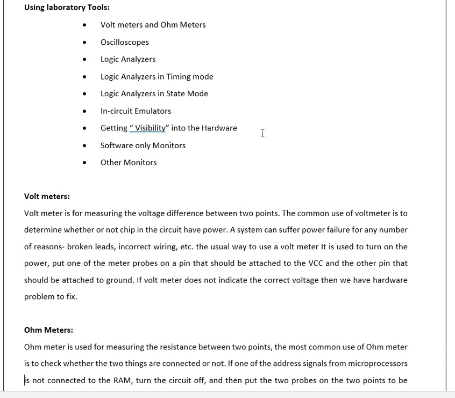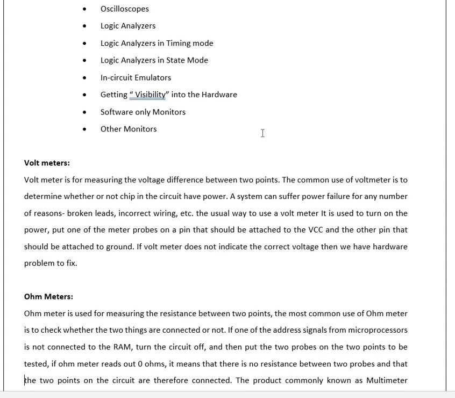The usual way to use a voltmeter is to turn on the power, put one of the meter probes on a pin that should be attached to VCC and the other on a pin that should be attached to ground. If the voltmeter does not indicate the correct voltage, then we have a hardware problem to fix.